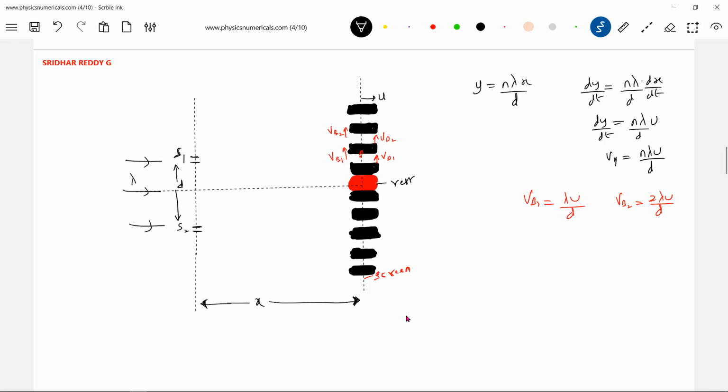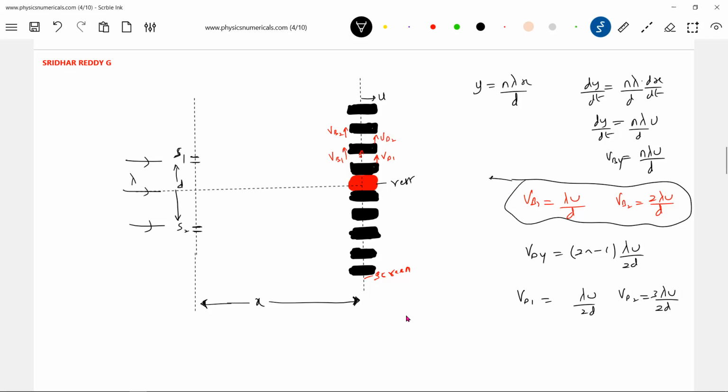Then similarly, the velocity of dark fringes is given like the velocity of bright fringes. Let me write: similarly, velocity of dark fringe is given by (2n minus 1) lambda u by 2d. So Vd1 should be equal to lambda u by 2d. Velocity of the second dark fringe is given by 3 lambda u by 2d. So different fringes will have different velocity. All the fringes will not have the same velocity. The different fringes will be moving with different velocities. These are the velocities of bright fringes.